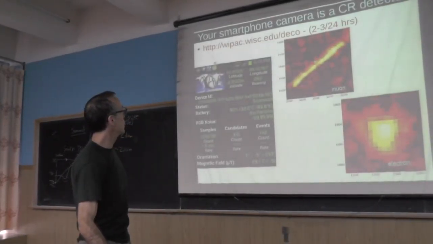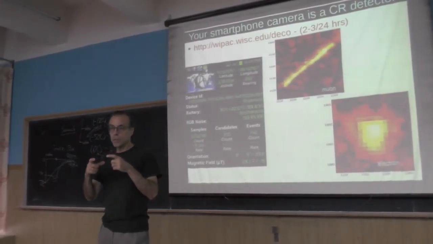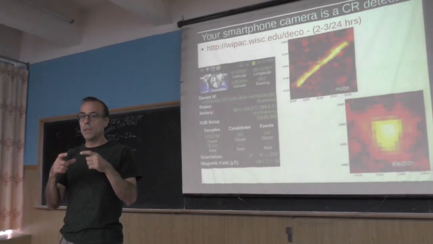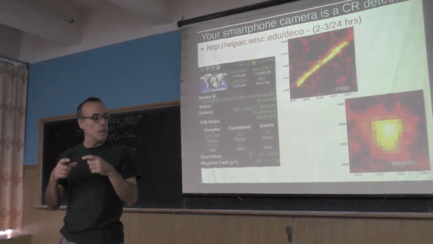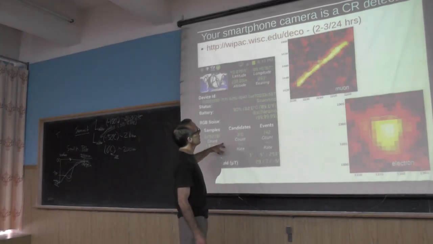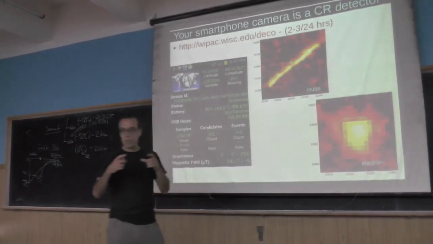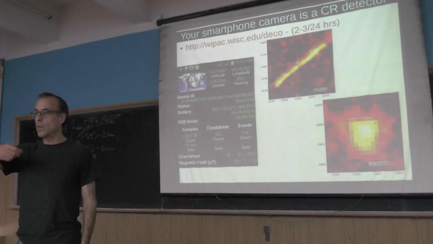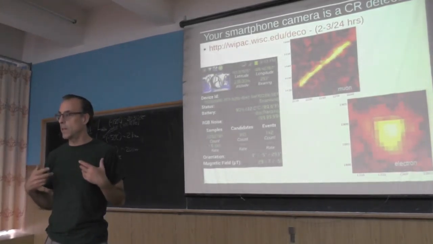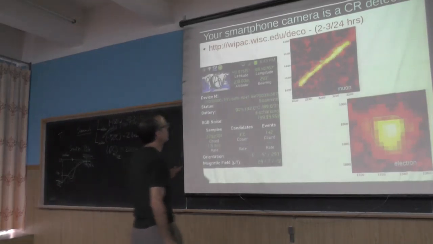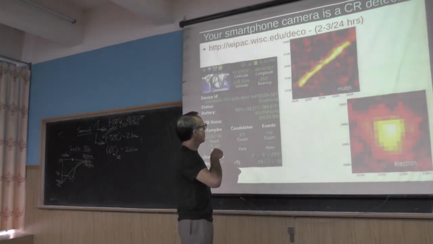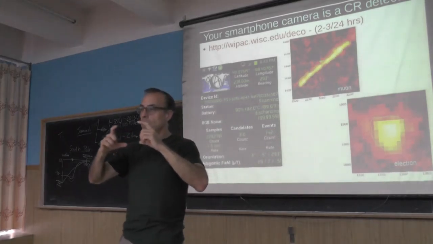For those of you who are interested, if you have a smartphone, you can use your smartphone as a cosmic ray detector. There's an iPhone app out of the University of California, Irvine, I believe, and there's another one out of the University of Wisconsin called DECO, which is what I'm familiar with, and it'll basically just record cosmic rays for you. Most of what it's registering is background, but it has some way of filtering out noise. And if you're interested, you can download the source code onto your Android. It's just using your camera.